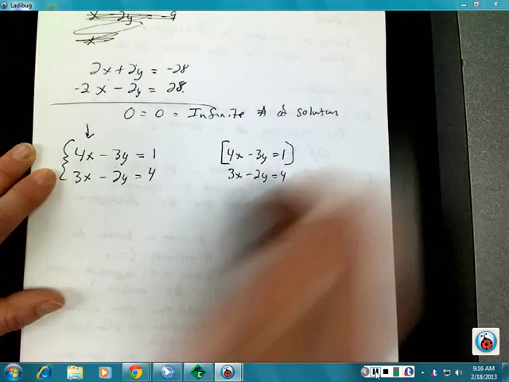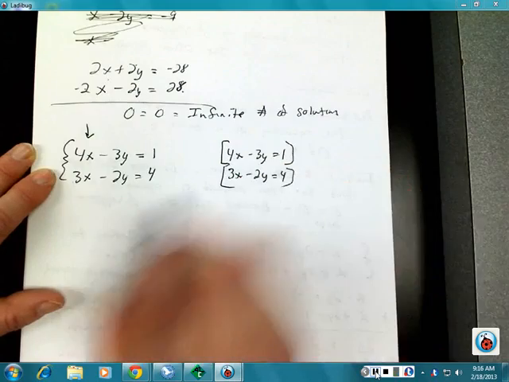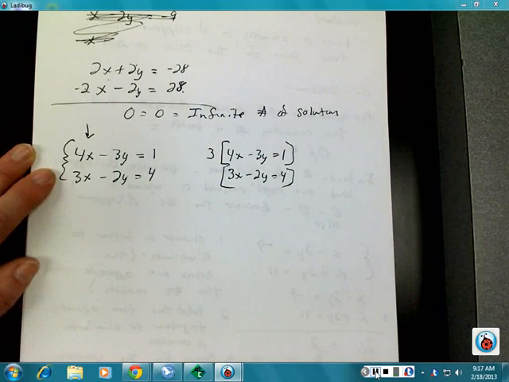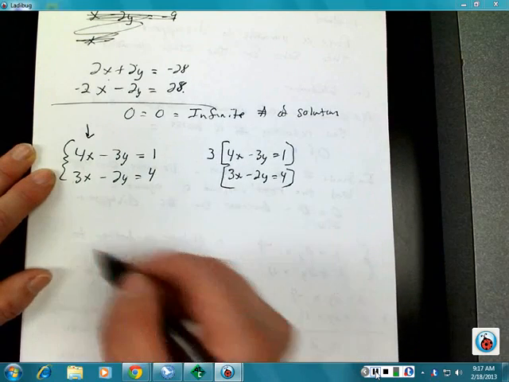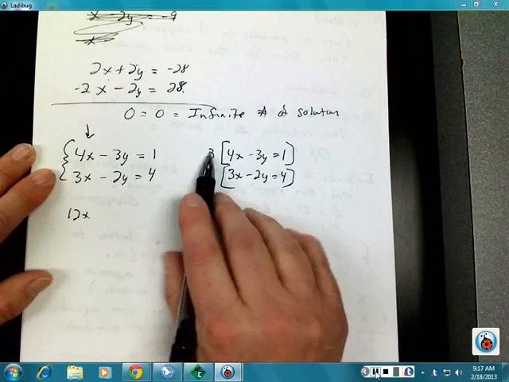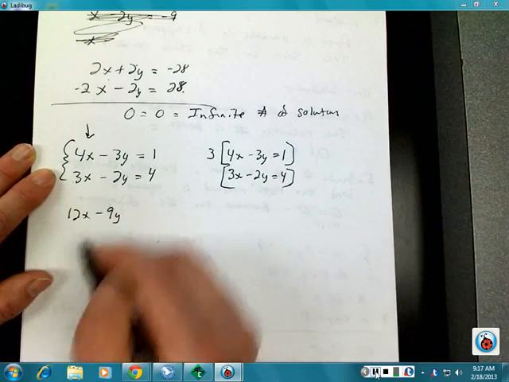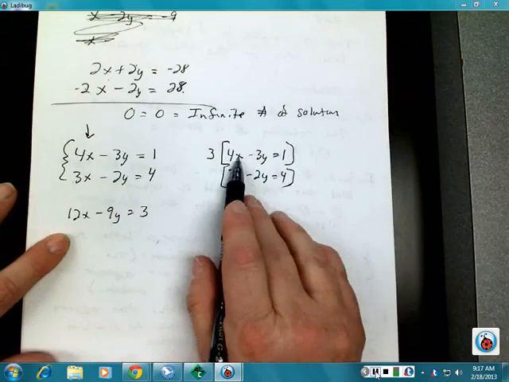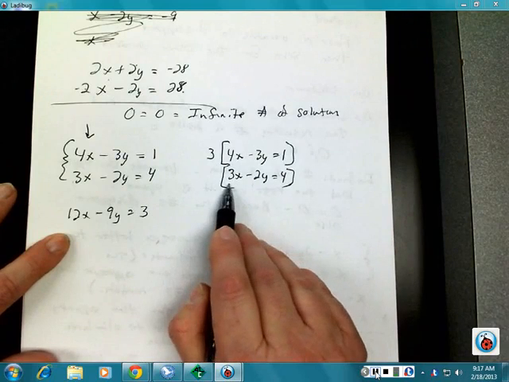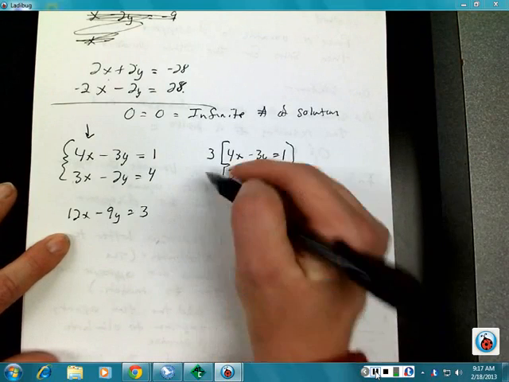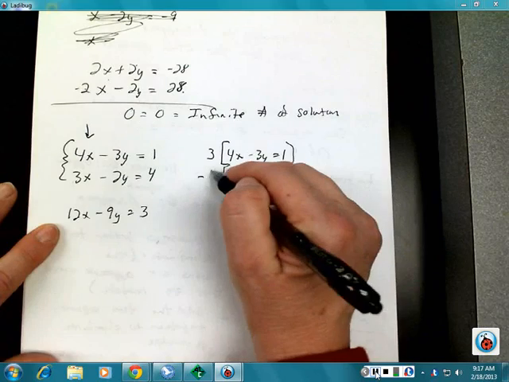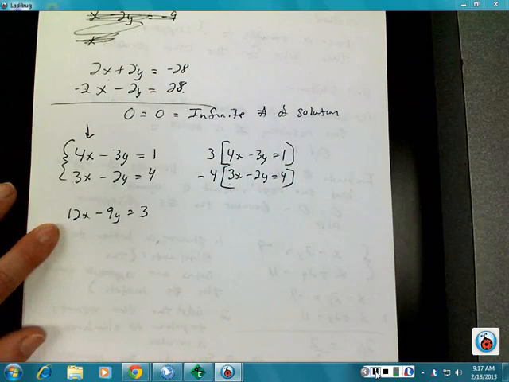Well, it means I take the first one and I multiply it by 3. Okay? So 3 times 4 is 12x. 3 times a negative 3 is a negative 9y. And 3 times 1 is 3. Because this was positive, what do I have to do with this one? Well, that one's got to be negative. And because I want to make it become a 12, I need to multiply it by negative 4.